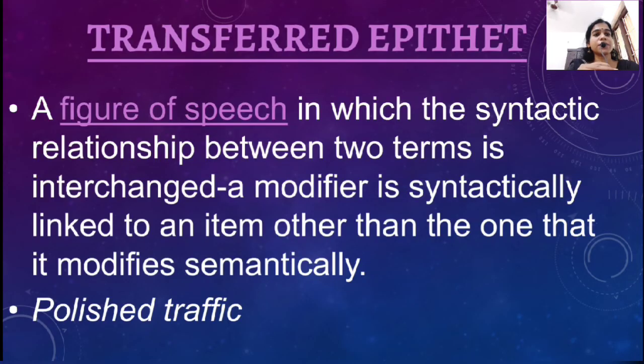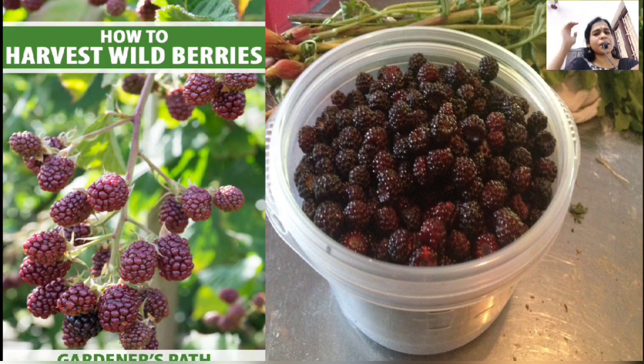So this is transferred epithet, a figure of speech in which the syntactic relationship between two terms is interchanged. What does that mean? That means polished traffic really represents not the traffic but the people who are traveling. Their attitude, their polished attitude, their show of tendency, that is described by the word polished traffic, that is known as transferred epithet. This is a figure of speech used here. And many of us, there are so many varieties of wild berries.